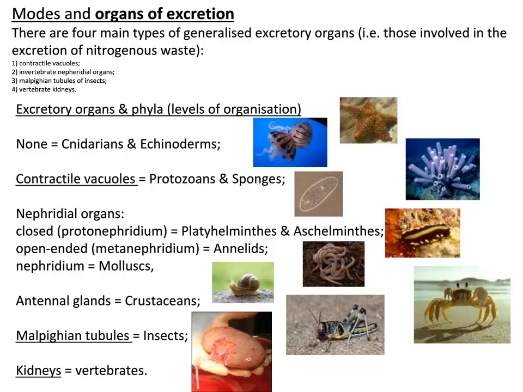Alright, so just to go over the organs again, okay, so for very simple organisms which don't have a very complex metabolism, then effectively you don't need an excretory organ, and you can just rely upon diffusion. As you get a bit more complex intracellularly, you'll have contractile vacuoles. As we get further up, we've got nephridial organs, which we talk about closed and open, so protonephridia and metanephridia, and we see these in platyhelminths and annelids and mollusks. When we move on to crustacea, we see antennal glands. Insects tend to have Malpighian tubules, and then for vertebrates they'll have fully formed kidneys.